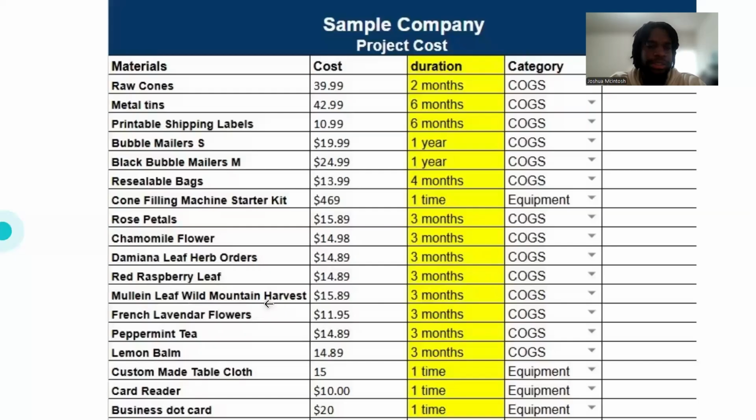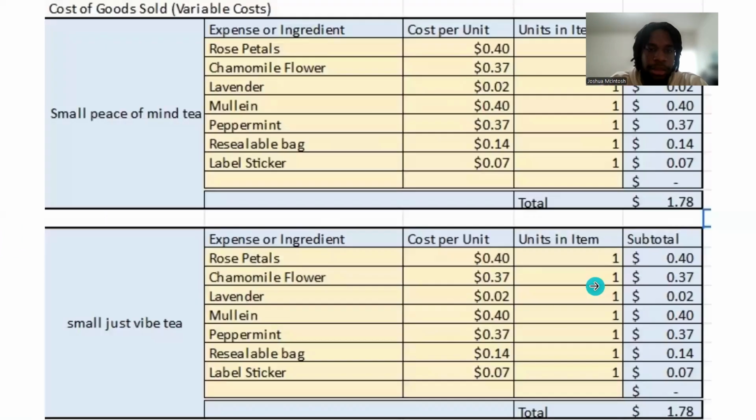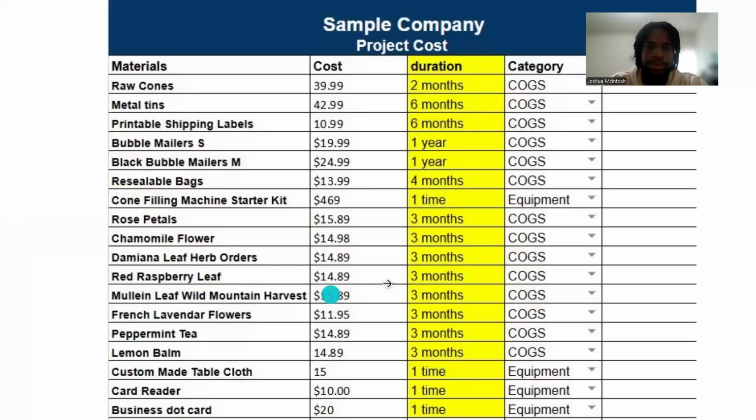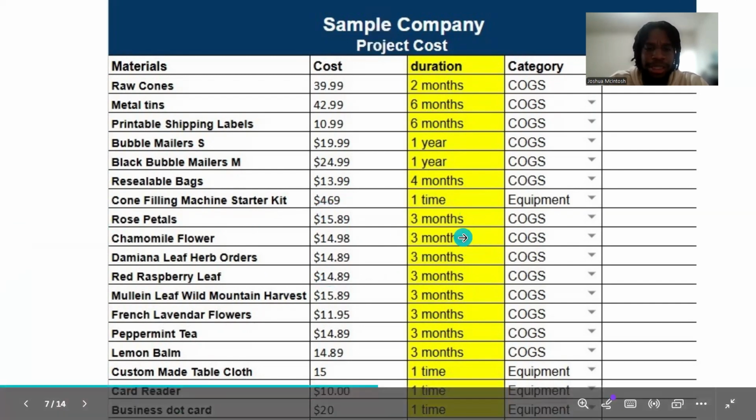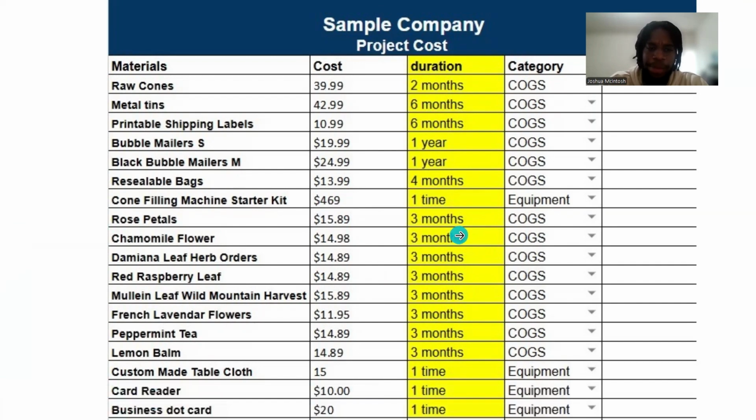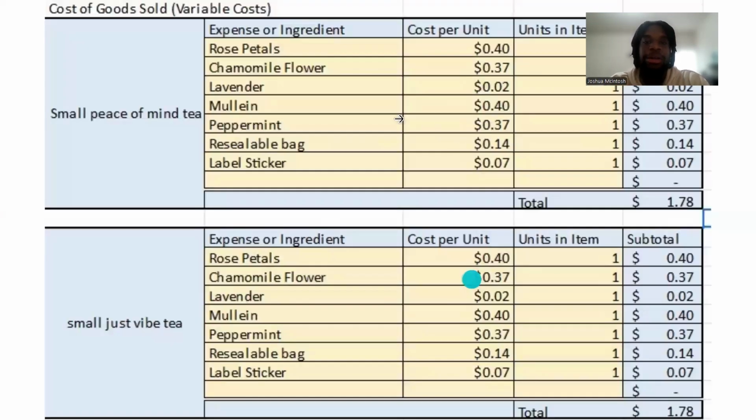And as you can see, this and this is different. Why are they different? It's because when you are first buying stuff for your business, you're buying stuff in bulk. This is probably about a bag of rose petals or a bag of Mountain Harvest, and it's going in your cost of goods sold section, but you actually have to measure it out to see how much it costs to produce one item to sell.